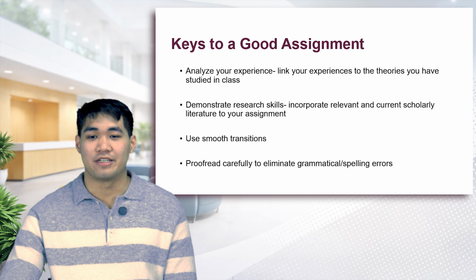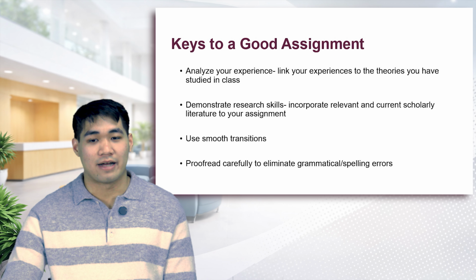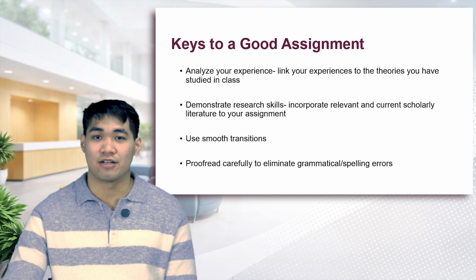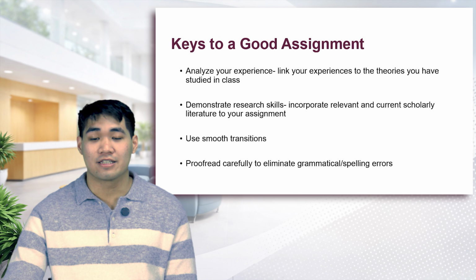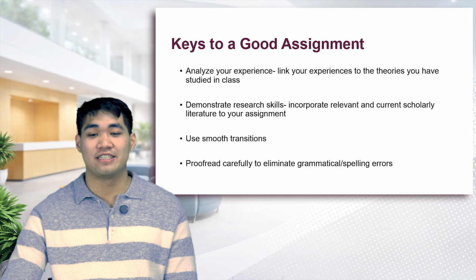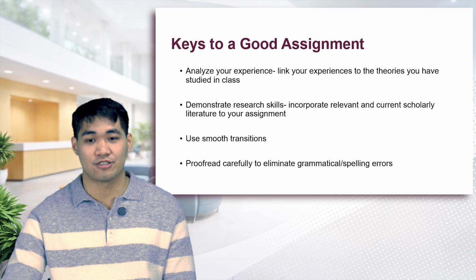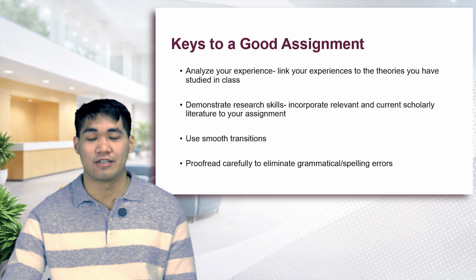Some keys to a good assignment include: go beyond describing what happened. Analyze your experience by identifying significant personal insights or examples from your work in the community, highlighting specific situations, challenges, or observations. Link these to relevant academic theories you have studied in class. Clearly explain these connections to your readers so that they can follow your reasoning. Aim for interpretations that show how classroom learning can inform your work in the community and how practical situations can, in turn, deepen your academic understanding.